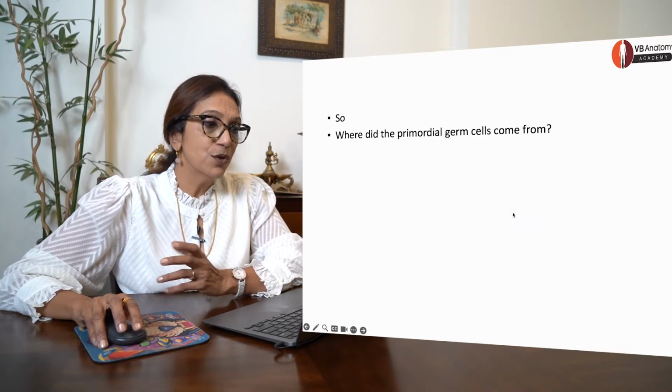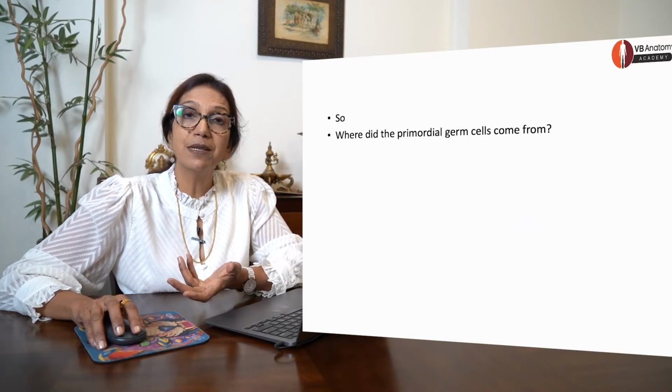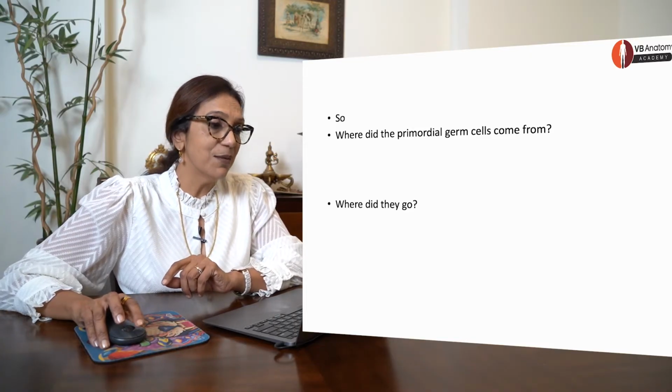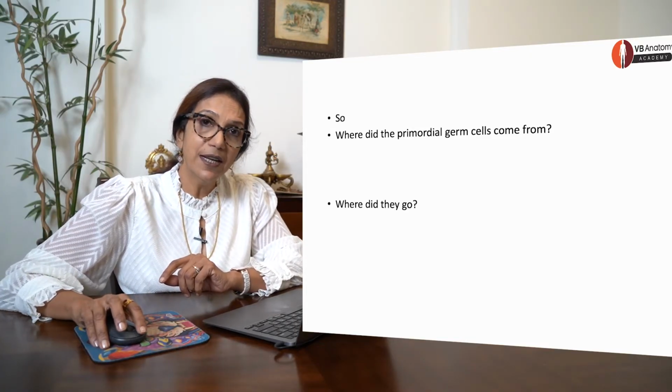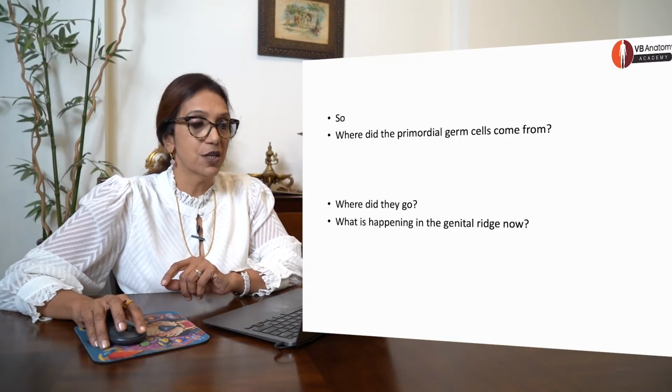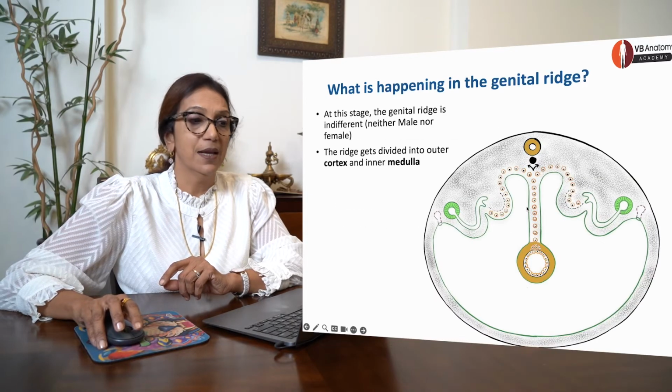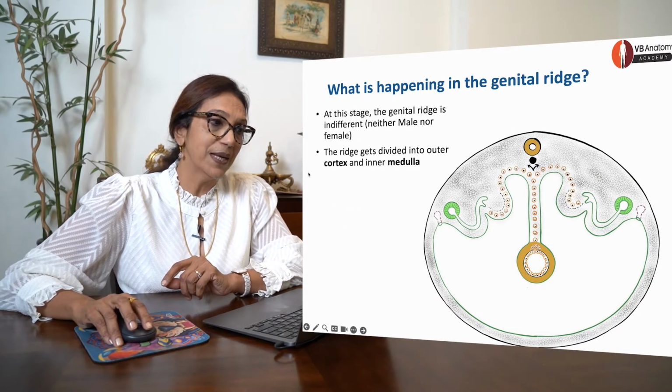Clear? So, where did the primordial germ cells come from? Ask yourself this question one last time. Yes, they came from epiblast. Where did they go? They went to the genital ridge. What is happening in the genital ridge now? They are multiplying. But something else is also happening there.